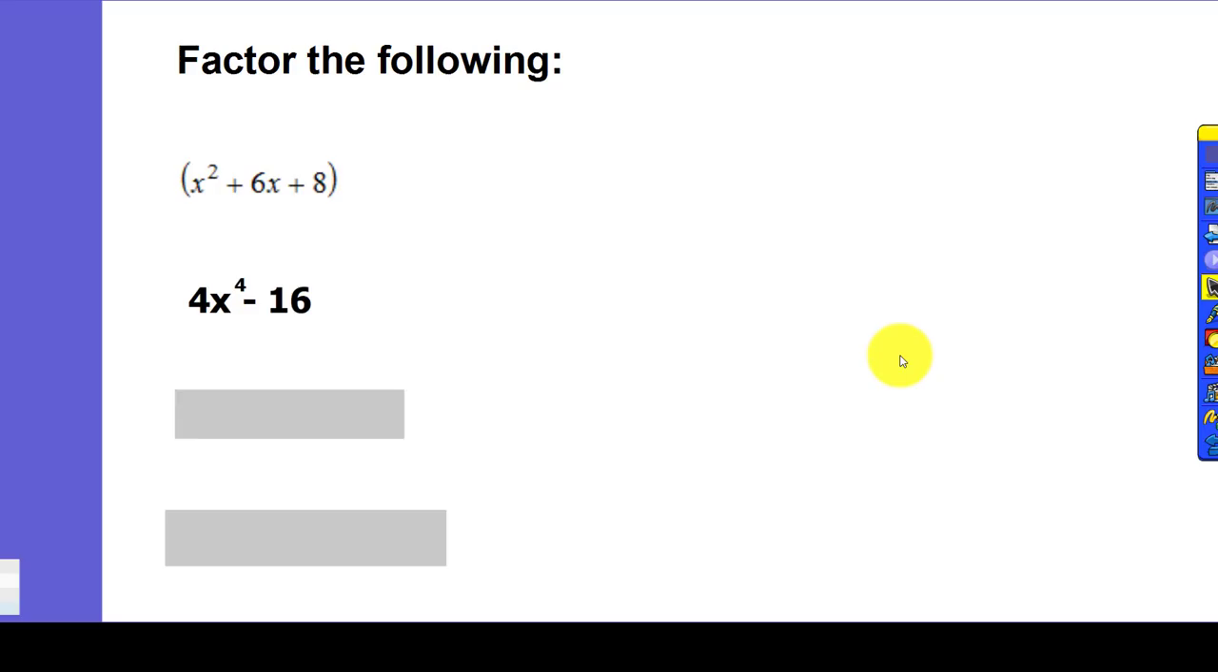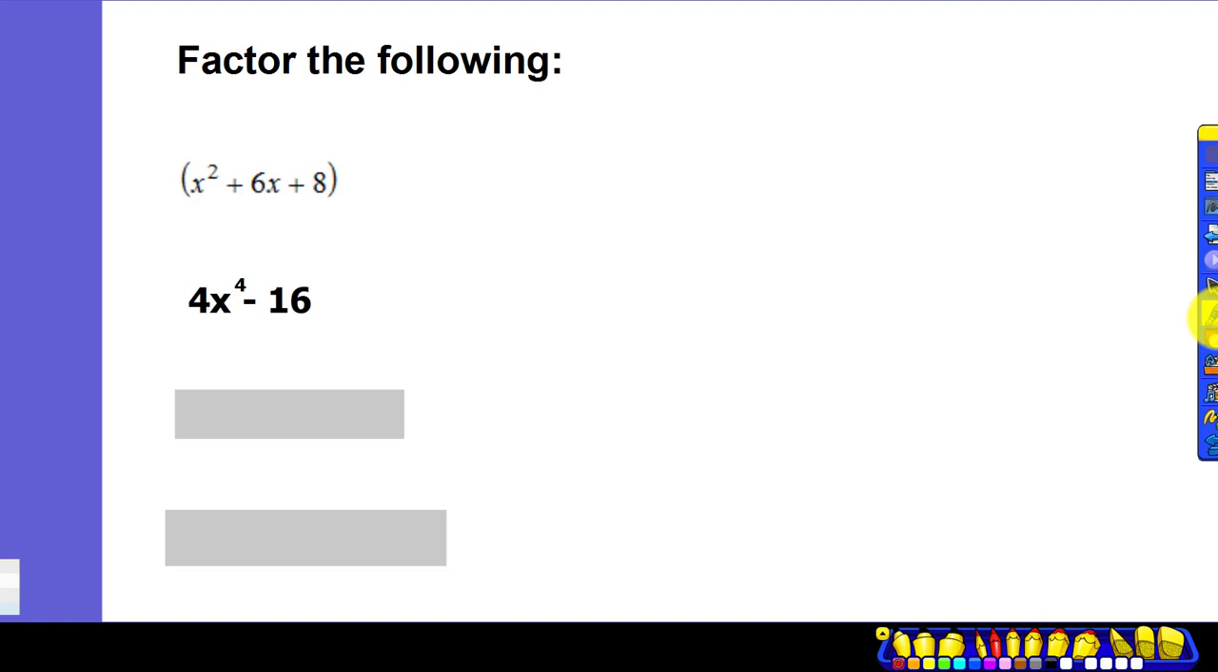So for our lesson today, we are going to discuss how to divide a polynomial with a binomial. But the concept is very similar to factoring. As long as we know how to factor, the division will be very, very easy. So let's start by factoring x squared plus 6x plus 8.